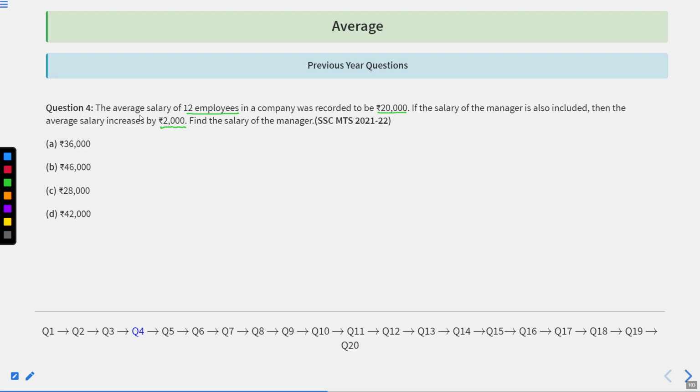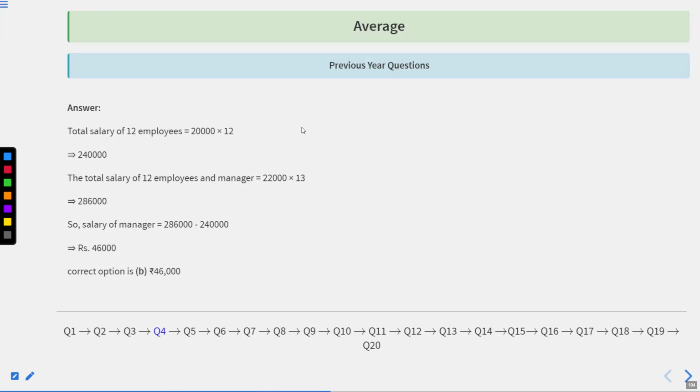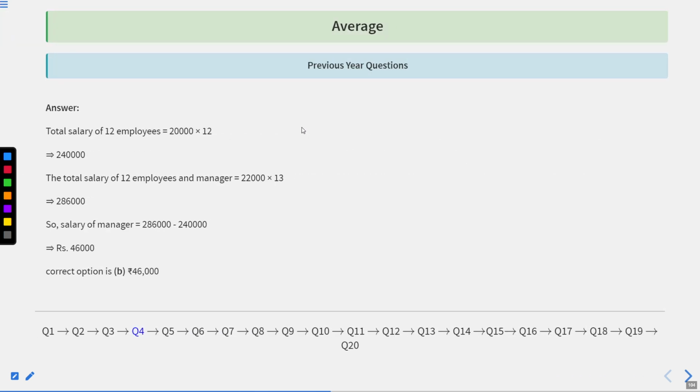So in this question, the average salary of 12 employees is provided, and it is also given that when the salary of the manager, who is the 13th employee now, is also included, then the average salary increases by 2,000. That means the new average salary will be 22,000. So we have to find the salary of the manager. Let us have a look over the solution.